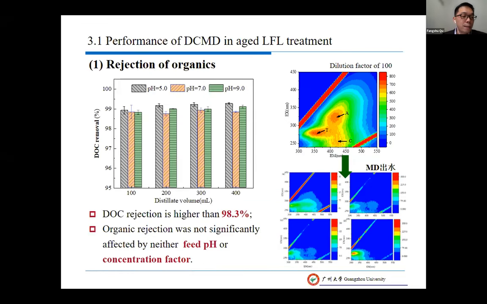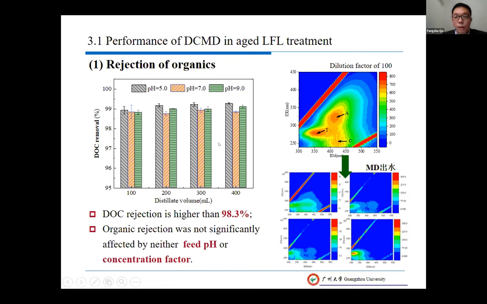Okay, the third part is the experimental results. First of all, we investigated the performance of MD in landfill leachate treatment. From this figure, we can find that the organic rejection rate was generally higher than 98%. The change of pH did not affect the organic rejection.